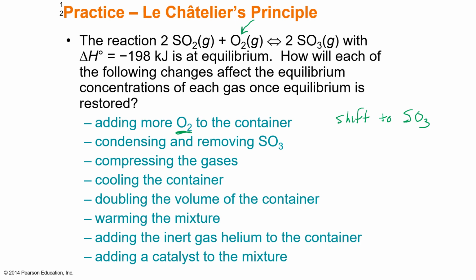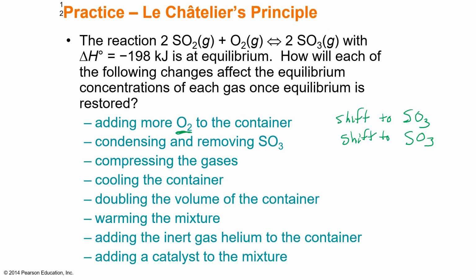What about if we condense the SO3 to remove it from the chemical reaction? If we condense the SO3, we're essentially taking it out of that chemical reaction, removing it, which decreases its concentration and means that our reaction is going to shift toward the products to maintain our equilibrium. So it's going to shift to the SO3 in this case.